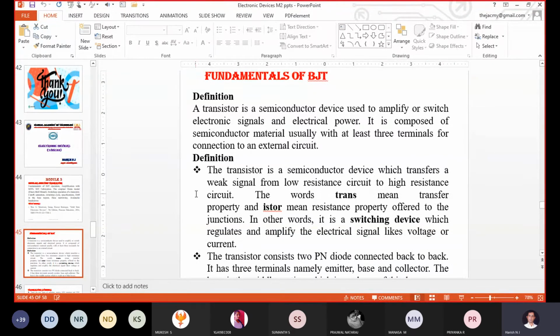What are the four modes of operation of the transistor? One is the active region, the second is the saturation region, the third is the cutoff region, the fourth is the breakdown region. When the transistor is operated in the active region, it acts like an amplifier. When it is operated in the saturation as well as the cutoff region, those two conditions represent the switching function of a transistor.